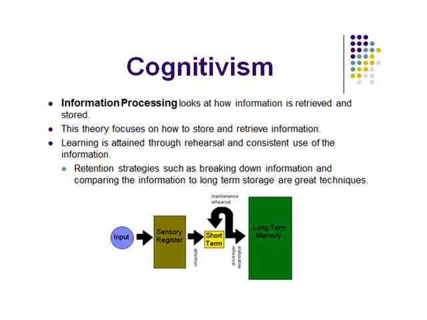Moving on to cognitivism, information processing theory, or sometimes called the information processing model, looks at how information is retrieved and stored. IPT, or information processing theory, focuses on how to store and retrieve information. This theory believes that learning is attained through rehearsal and consistent use of the information.